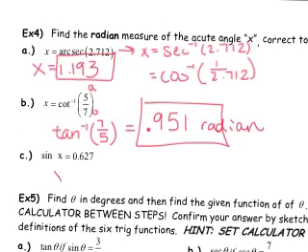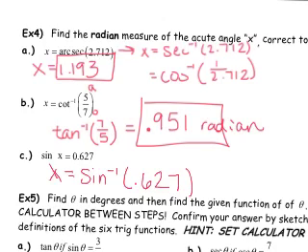All right, and so x equals sine inverse 0.627. Now don't just get used to always flipping. I have a button for sine inverse. I don't need to do any flipping here. So sine inverse 0.627 is 0.678. All right, and that's it.